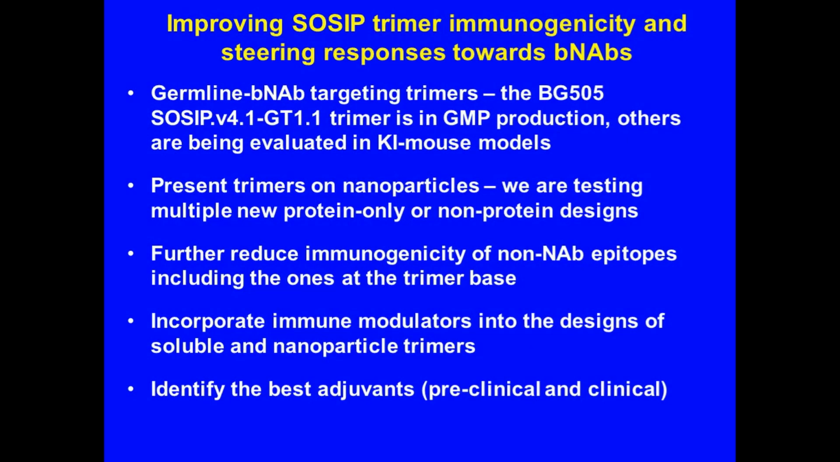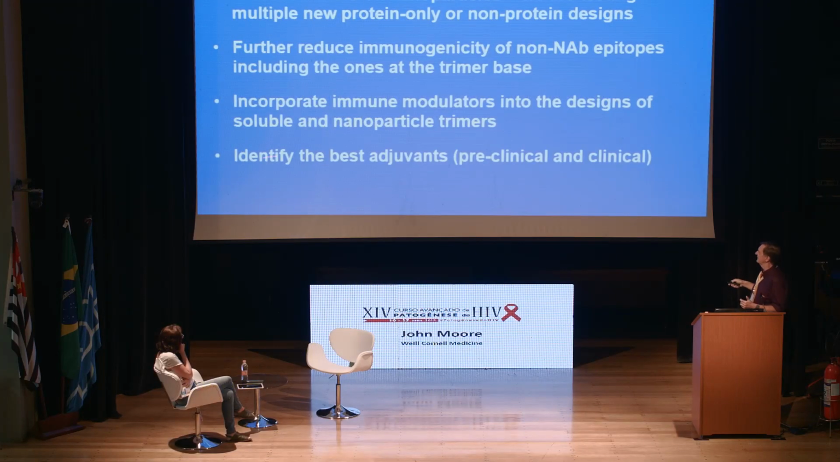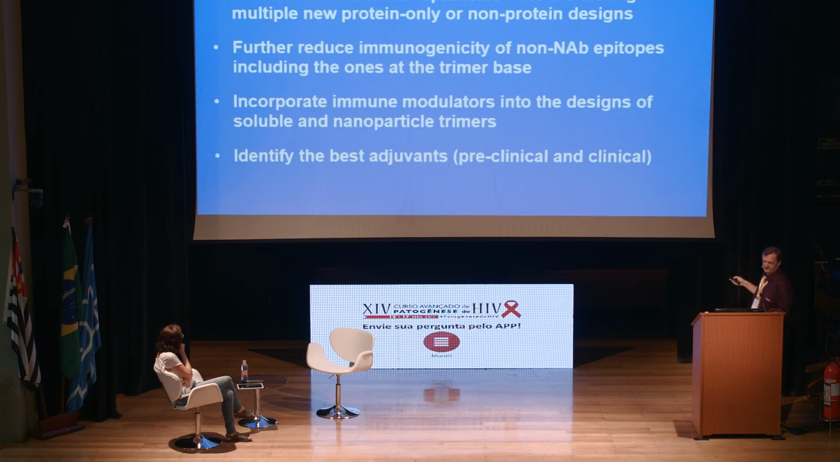So we're making germline targeting trimers, and we have what we call the GT1.1 trimer that is now in a GMP production program. Others are being evaluated in knock-in mouse models. We want to present trimers on nanoparticles, and we're testing new protein-only or non-protein designs. We need to block the non-neutralizing epitopes at the trimer base, perhaps. We're working on that. We incorporate immune modulators into the design of soluble trimers. We have to identify the best adjuvants in preclinical and clinical design.